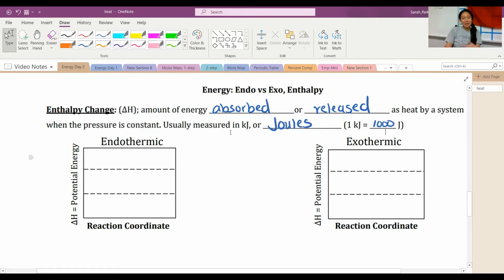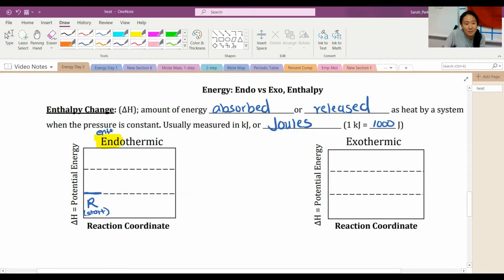So if something is endothermic, let's think about chemical reactions. The energy that you're starting with, your reactants, is low. You have a certain amount of energy. Now, if it's endothermic, this word means that heat is entering. You are gaining heat, and heat is energy. So where you end up has to be a lot higher energy. This is where your products are. This is where you end up.